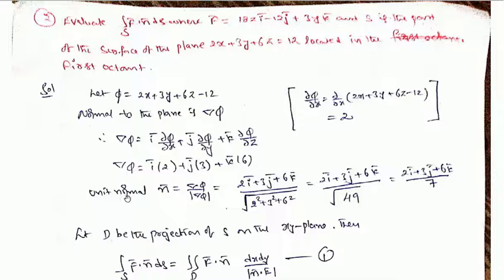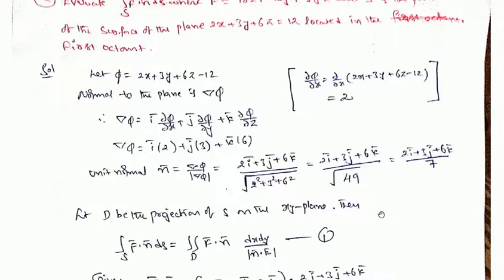Now we have to find the unit normal to the plane. The unit normal n bar is del phi by modulus del phi. Del phi, the normal to the plane, is 2i bar plus 3j bar plus 6k bar. So modulus del phi is the square root of 2 square plus 3 square plus 6 square, that gives 49, so 7. Simplifying, we get n bar equals 2i bar plus 3j bar plus 6k bar divided by 7.